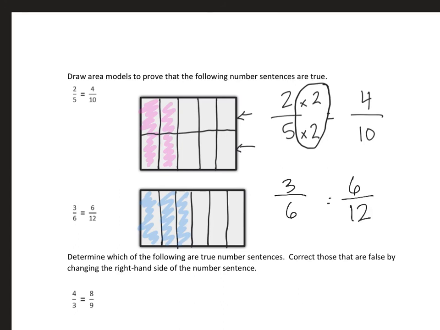So I need to say, okay, 6 times what gives me 12? 6 times 2. And I have to do the same thing up here. So 3 times 2 is 6. So again, since I multiplied by 2, I need to have 2 rows, so I'm going to split this in half. And now I can see that 3/6 is equivalent to 6/12.